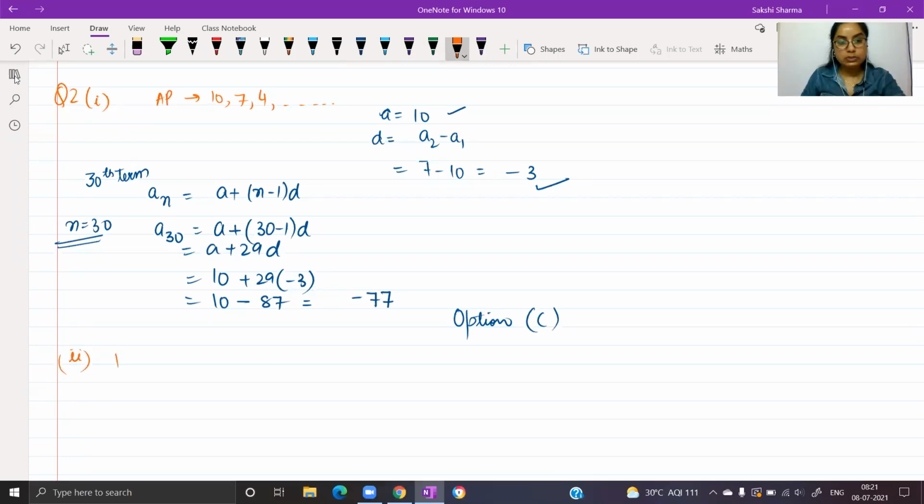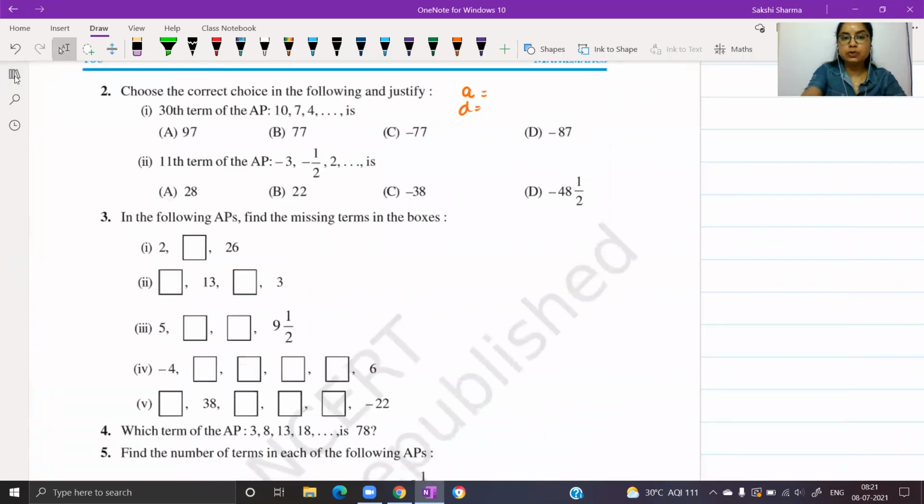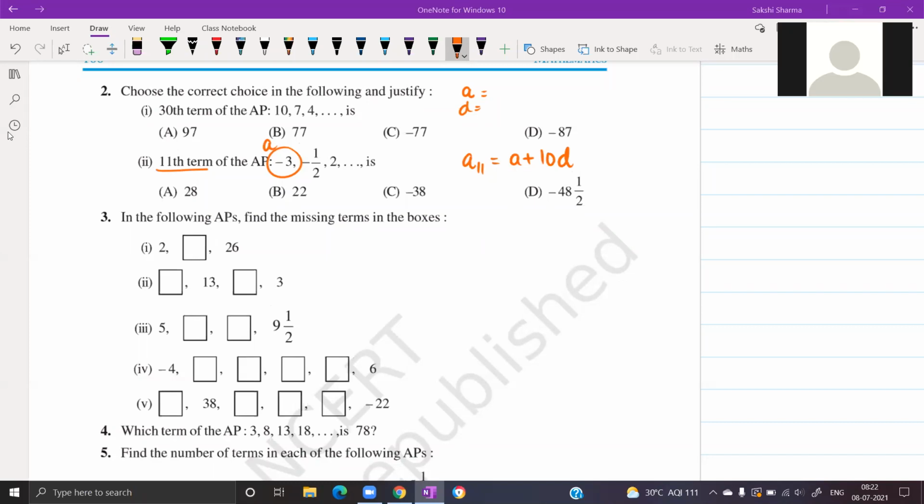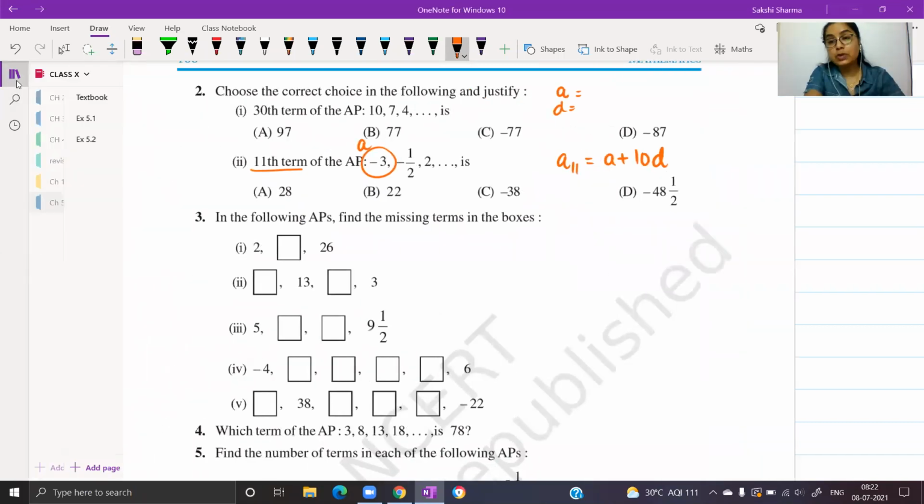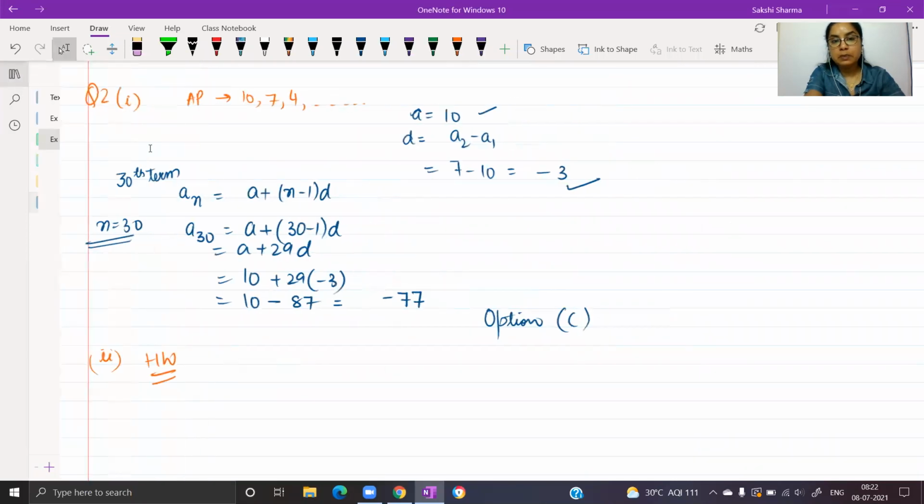So I'm going to give you the second part as homework. Similar to this one, you are given an arithmetic progression. You have to find out the 11th term. So a11 will be equal to a plus 10 times d. Obtain a and d from the arithmetic progression given. This is your first term. For the common difference, subtract any two consecutive terms backwards. Will you be able to do this on your own? Yes, ma'am. If anyone's writing alongside, that was the first part of question number 2.